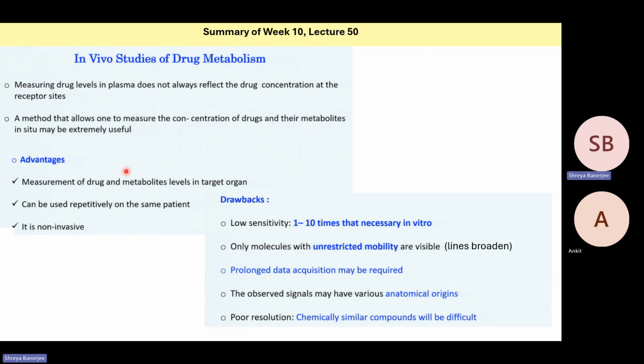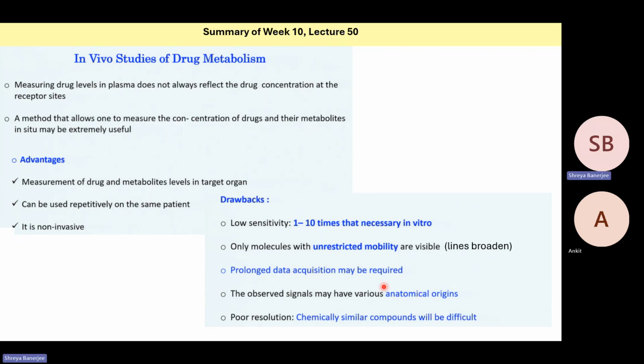So a 1H NMR experiment in vitro will take only a few seconds. But in vivo, it can take up to 1 hour. Like MRI, you often have to be inside the machine for 1 hour or so. Because a much lower field strength has to be used in order to not harm the living organism. So the data acquisition time is increased.